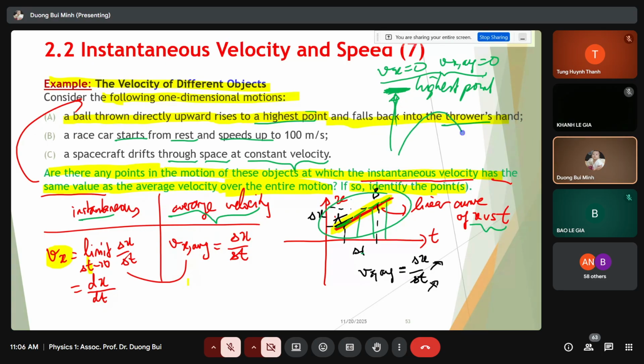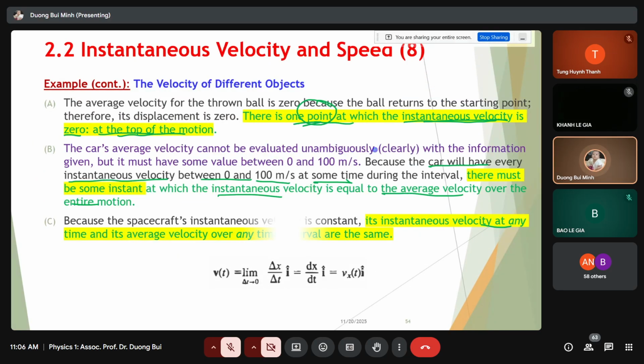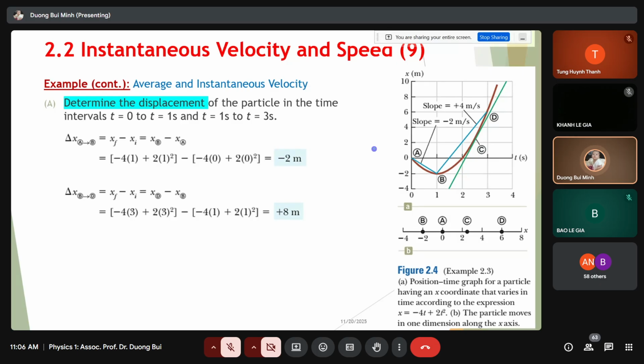Here maybe not upward directly, maybe it's like this. Also upward, this is x, this is y, but here the velocity will change. So that means we also get the highest point where the instantaneous velocity is equal to this average velocity. Very easy, I think. So for now we have an example.